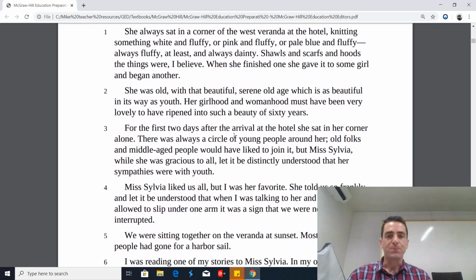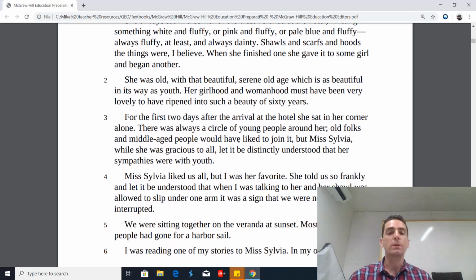She was old, with that beautiful, serene old age, which is as beautiful in its way as youth. Her girlhood and womanhood must have been very lovely to have ripened into such a beauty of 60 years.